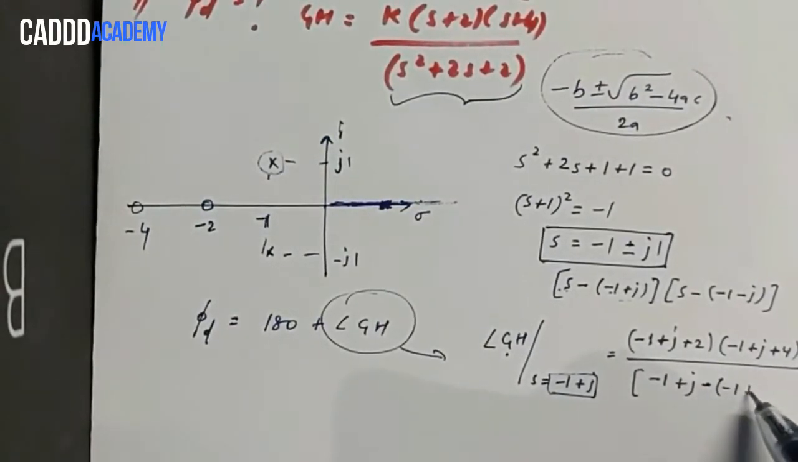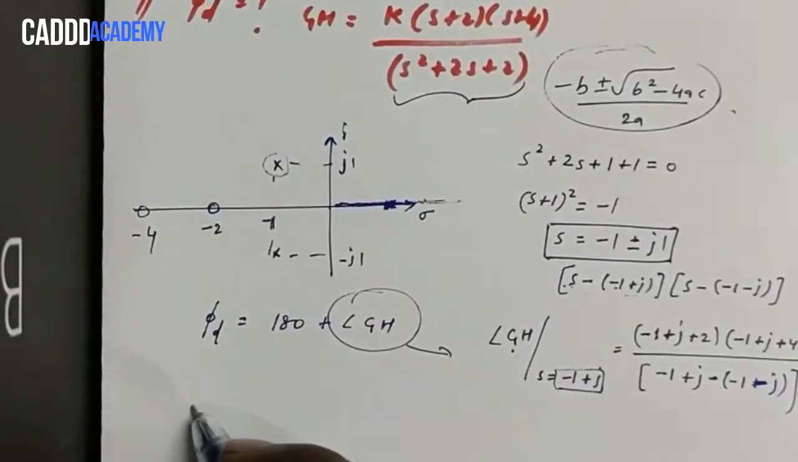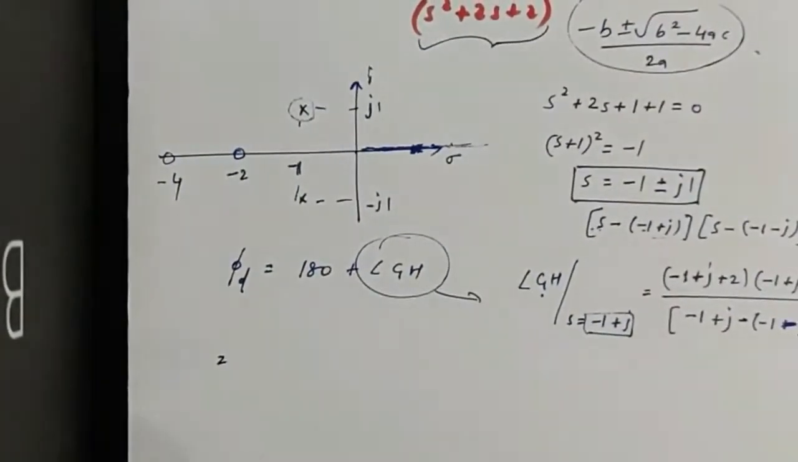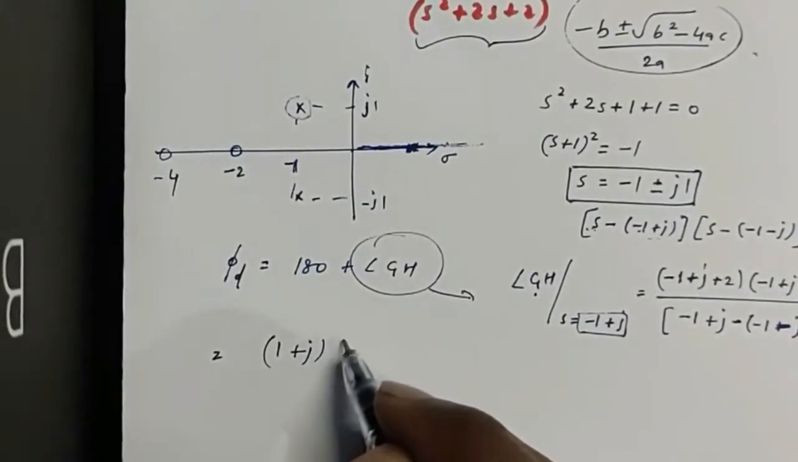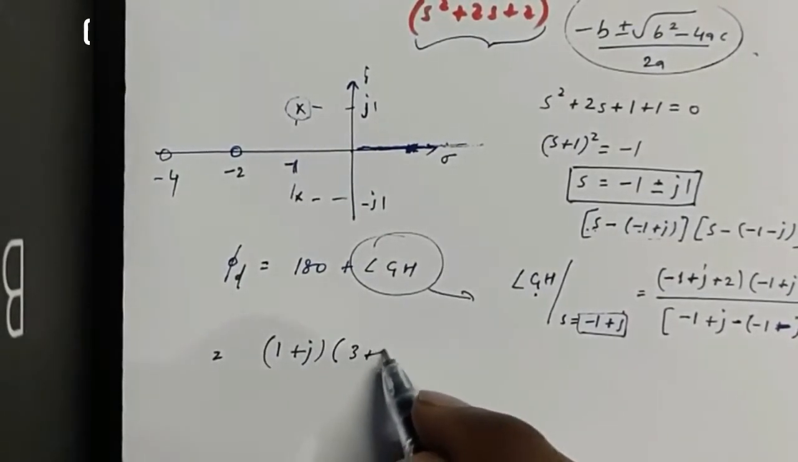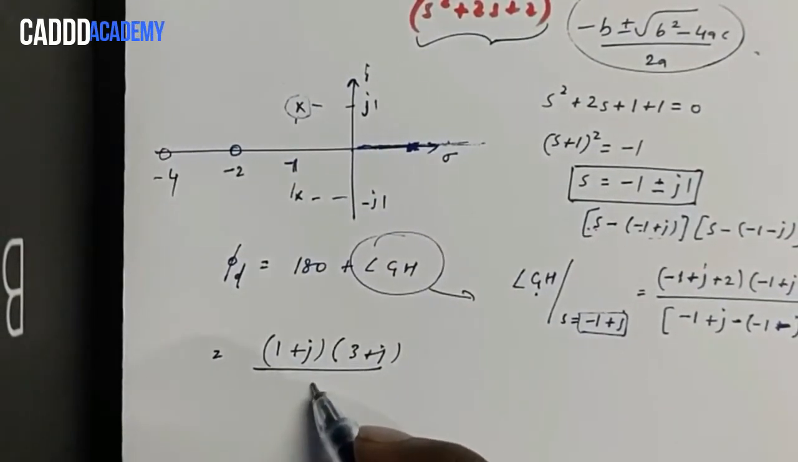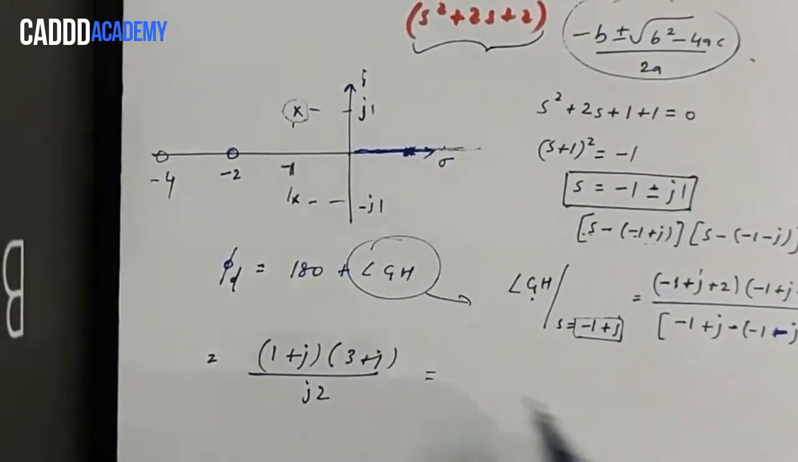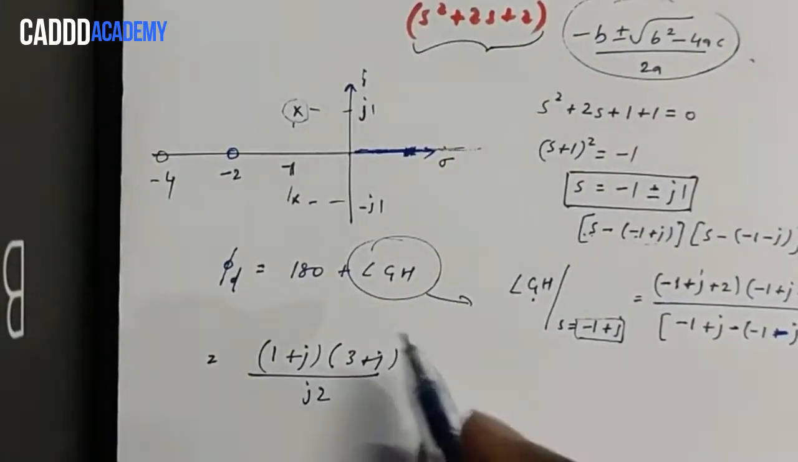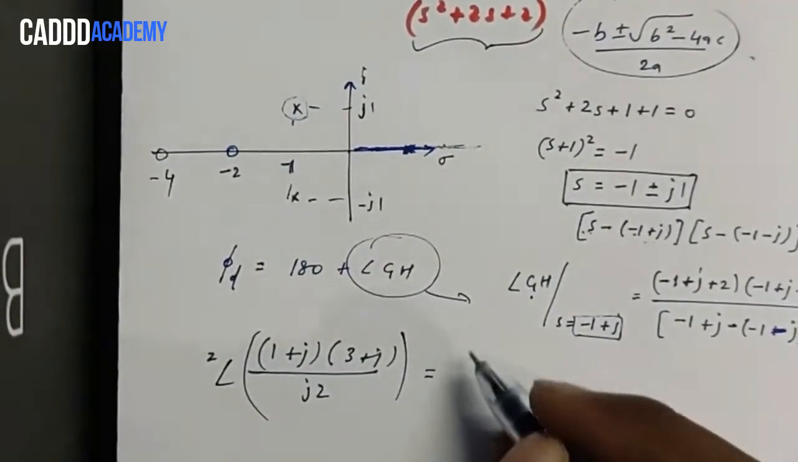So the s value is minus 1 plus j minus 1 minus j, this thing. So we will solve this and we will get 1 plus j and 3 plus j divided by what we have in the denominator, that is j2. So we will get this whole thing's angle.